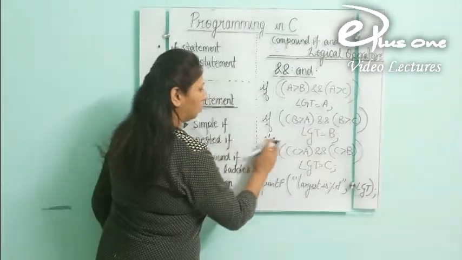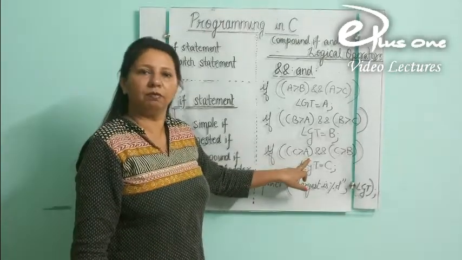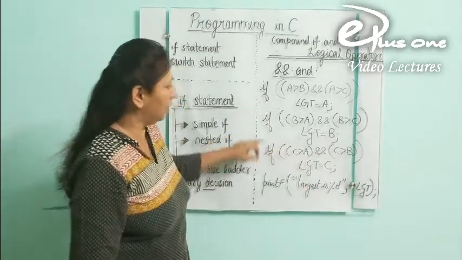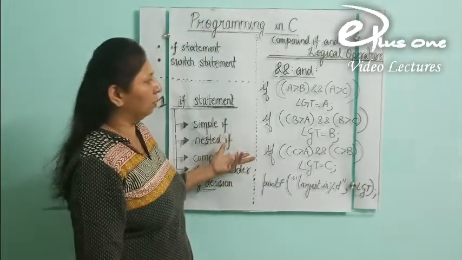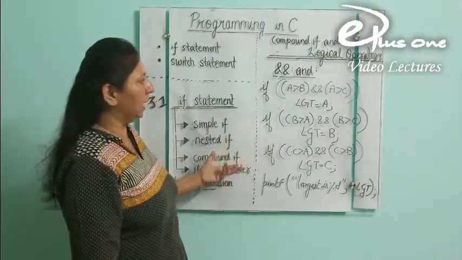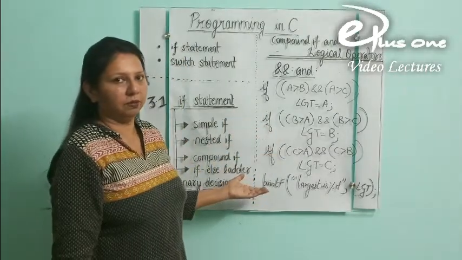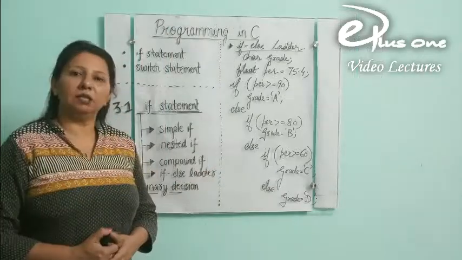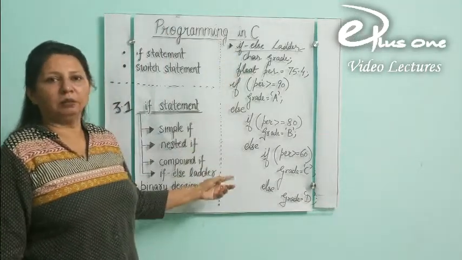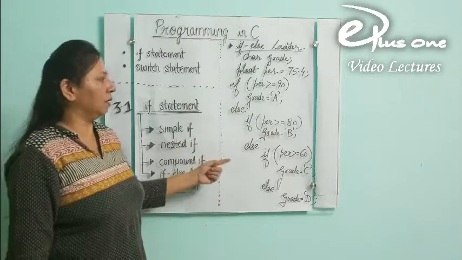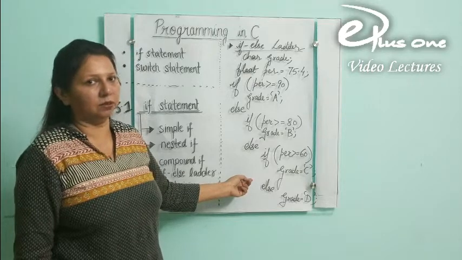In the same way here also, even if I don't write else, this if is also going to work fine for me. All these three ifs are completely independent of each other. So this is again the beauty of AND: if I am using AND, I don't need any dependency on other if statements. Right? Now, the last in the if-else statements is the if-else ladder. Let's have a look at the program, and by taking the example of this program, I am going to explain to you what an if-else ladder is.